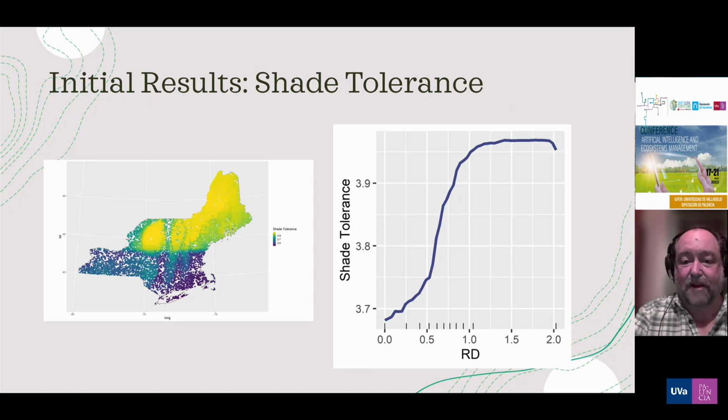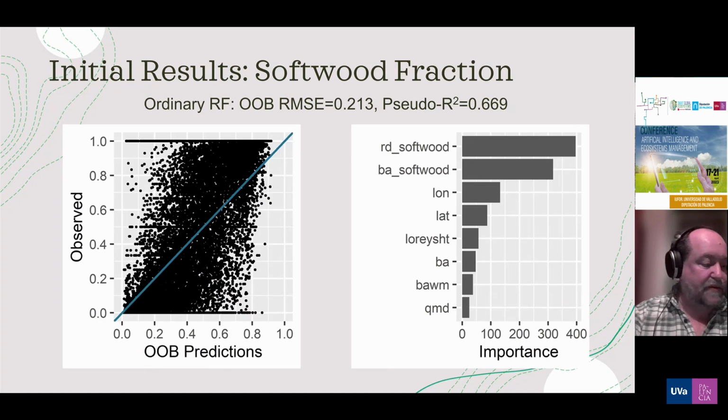And again, a correct partial plot with relative density, where the more relative density, the more overstory competition, the more shade tolerant the understory assemblage is likely to be. For softwood fraction, again, similar sort of thing, funny looking predicted versus observed pattern because these aren't normally distributed data. They're bounded from 0 to 1.